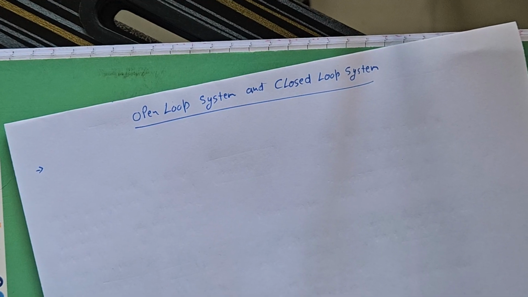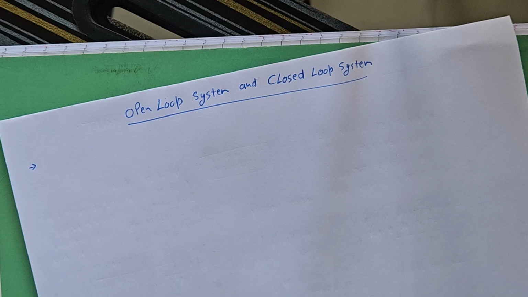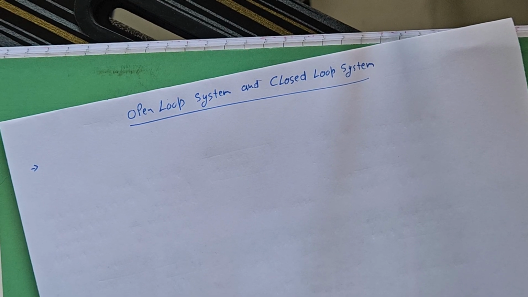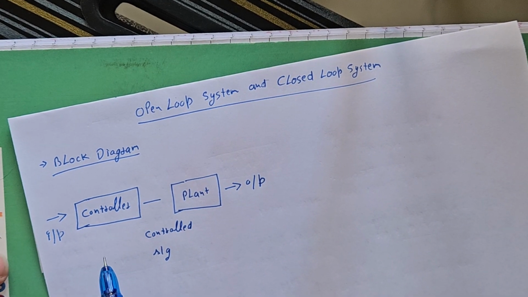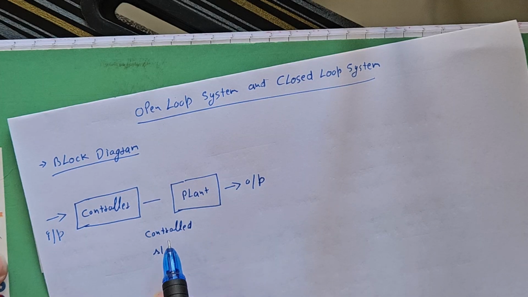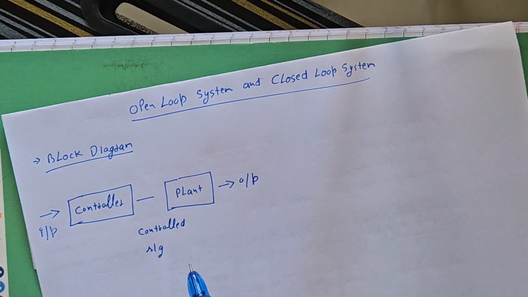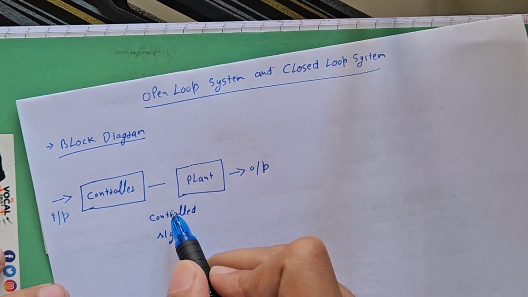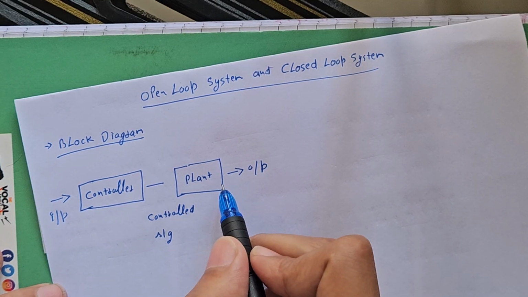Hello everyone, in this video we study open loop system and closed loop system and compare both of them. So let's see. First we see the block diagram of both open loop system and closed loop system. The block diagram of open loop system is like this. It is very simple. Here the control signal is the input to the plant and the plant produces the output.